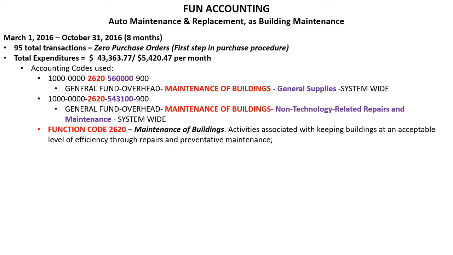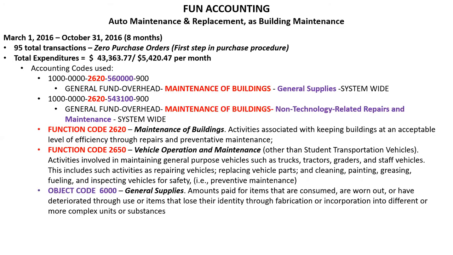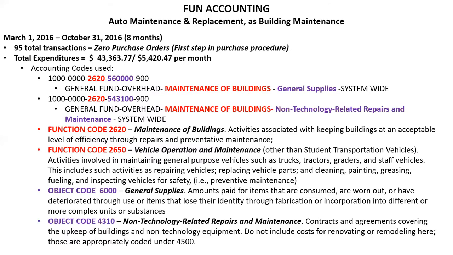Function code 2620, that number in the middle here, is maintenance of buildings in the accounting handbook, but there is actually a 2650 that would separate these out from other maintenance that you can see here, vehicle operation and maintenance, and you can see here what this would entail, as far as repairs, parts, etc. Object code, that fourth number, 6,000, take off the 5 and the 0, general supplies, okay, for your buildings. And then object code 4310, non-technology related repairs and maintenance contracts, etc., for the upkeep of buildings and non-technology equipment. So let's look at what some of these may have looked like in here.